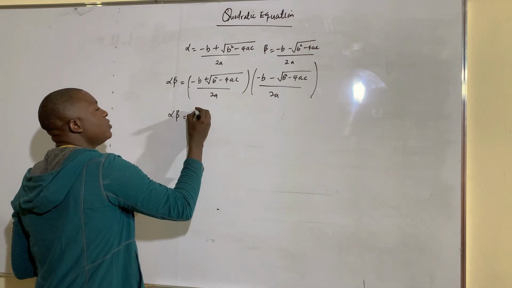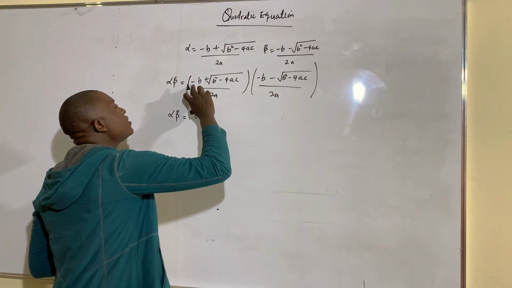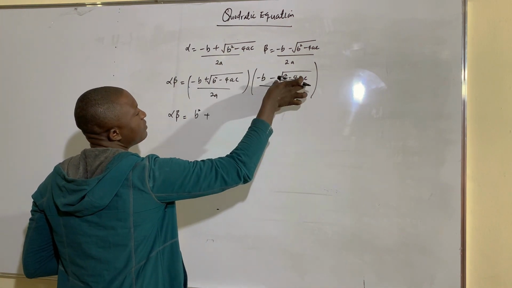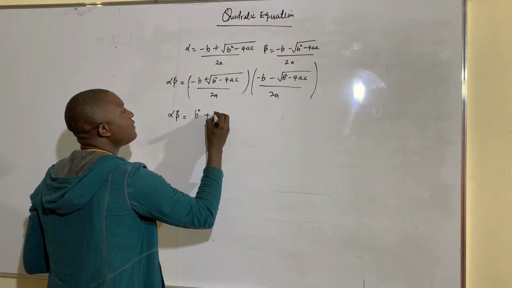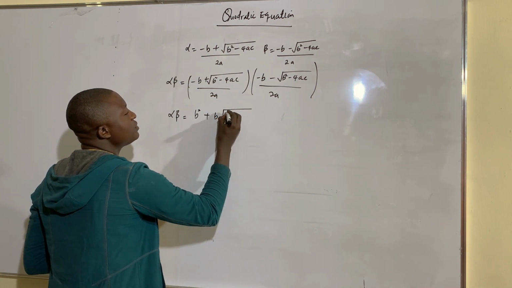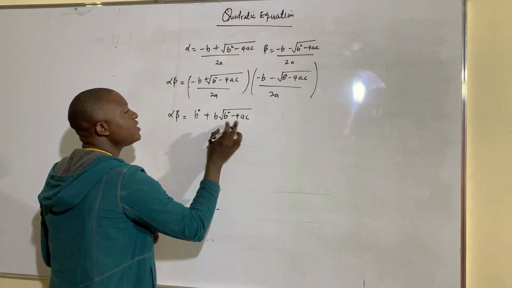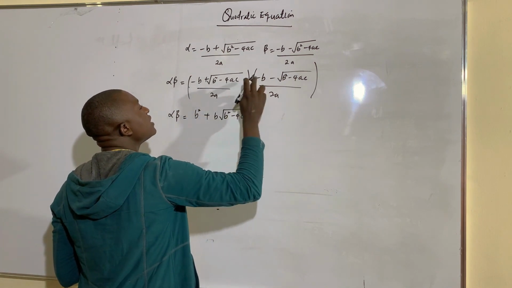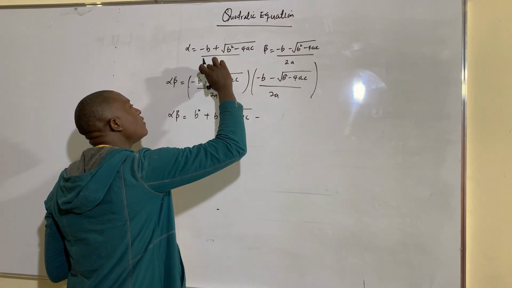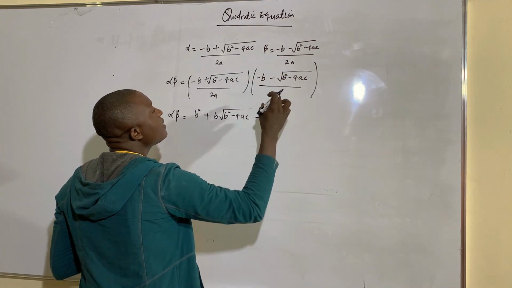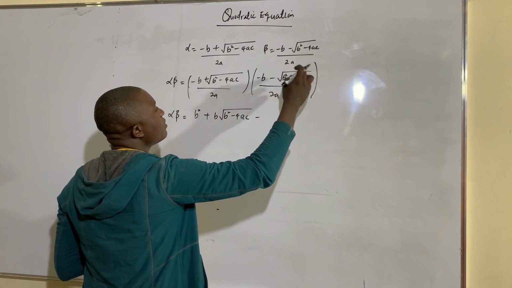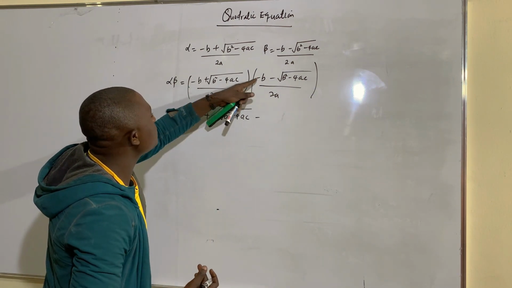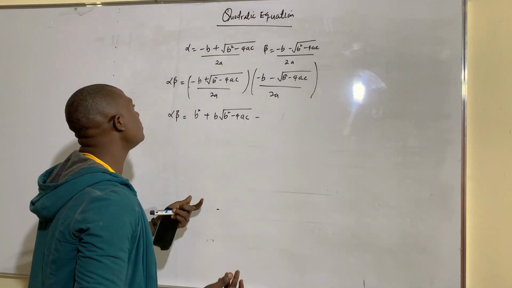So b times b, we have b squared. Minus times minus here, we have plus b multiplied by the square root of b squared minus 4ac. Of course, we can write that as b√(b² - 4ac). It doesn't affect the one in the root because b doesn't have the root. Now, let's go for the second one. Plus times minus, and we have minus √(b² - 4ac) multiplied by √(b² - 4ac). You can see I've already done the first one, minus b times minus b, I have b squared because minus times minus will be plus.